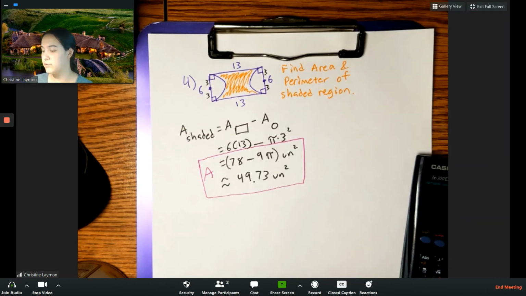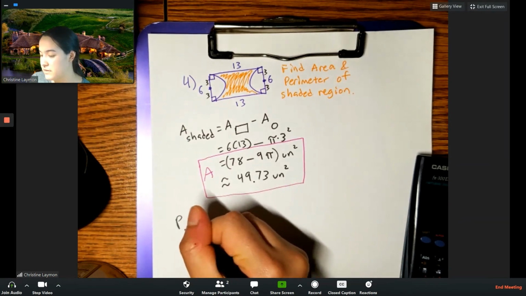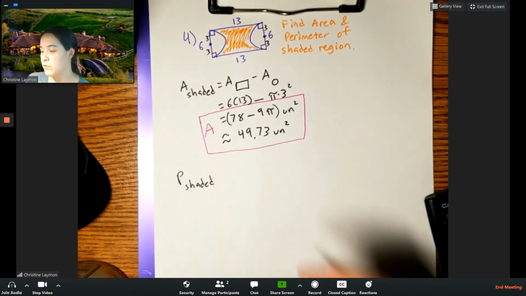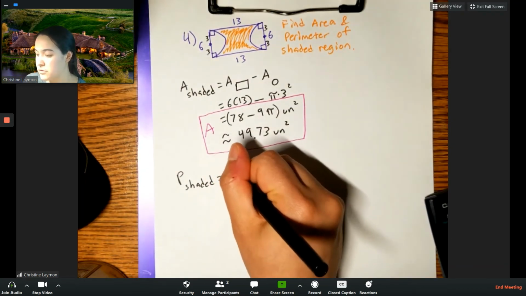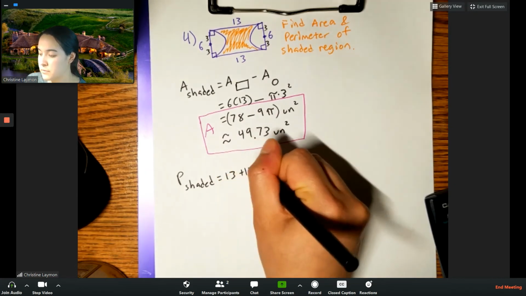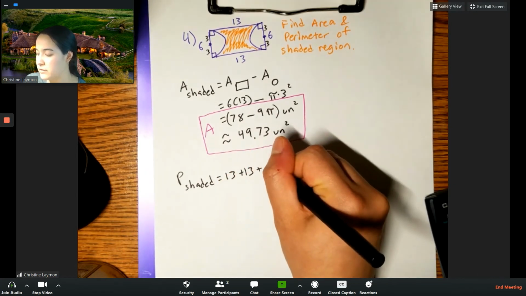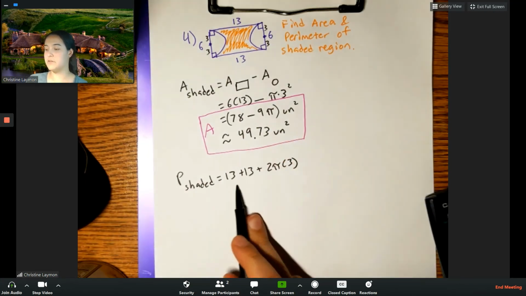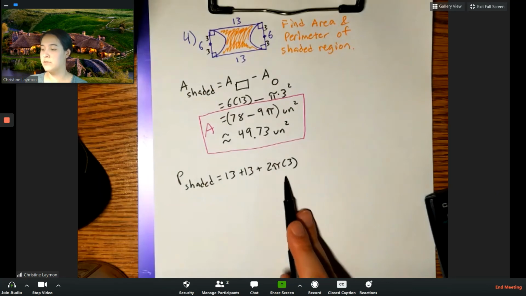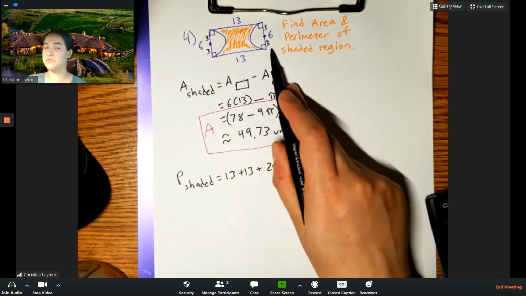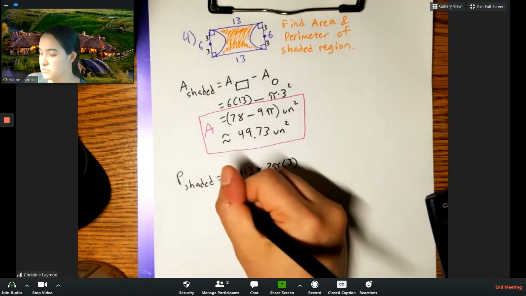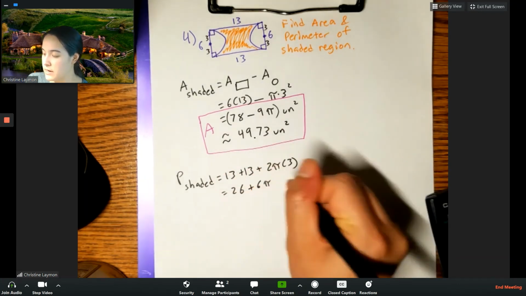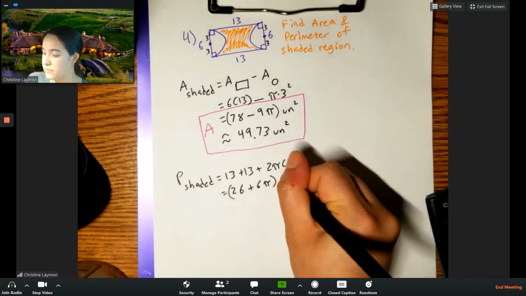So to say perimeter, or P, of shaded, slide this up, what we need to do is 13 plus 13 plus 2 pi r. And r, again, is 3. So again, this here are those sides of the rectangle. This here matches the curves of the arc. So I have 26 plus 6 pi, and this would just be in regular units.